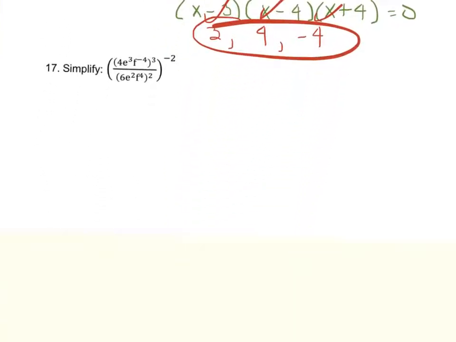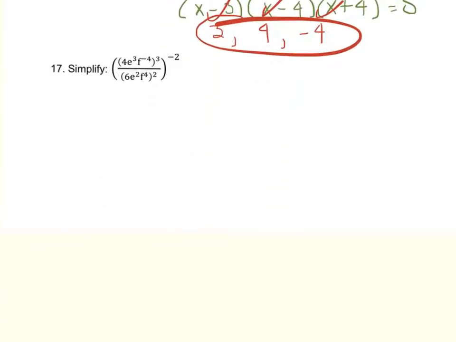And problem 17, we had to simplify. I think I'd get rid of this 3 here first because I got to deal with that innermost set of parentheses. So I cubed the 4. I use the power to power rule to multiply these exponents. Same thing with the f to the negative 4. On the bottom, I'll take care of the squaring of everything.